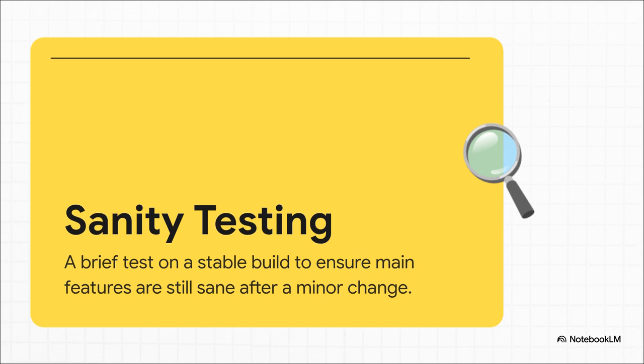Okay, so let's say the build passes the smoke test. It's considered, well, basically stable. Now you might run a sanity test. This one's a little more focused. You're just checking to see if the main features, the big stuff like search or checkout, are still acting rationally, still sane after a recent little tweak.